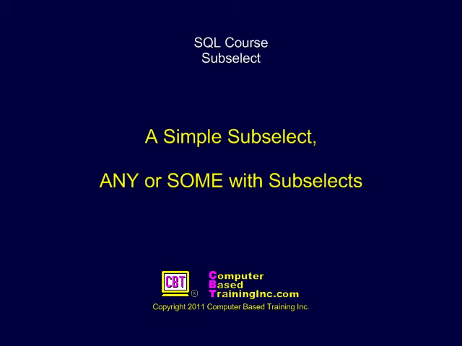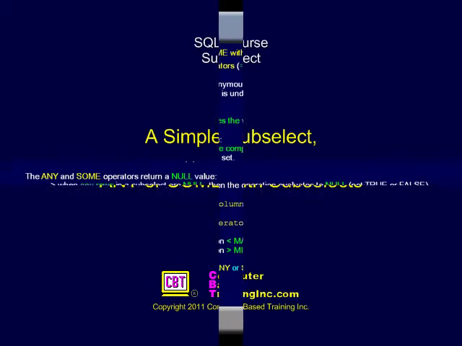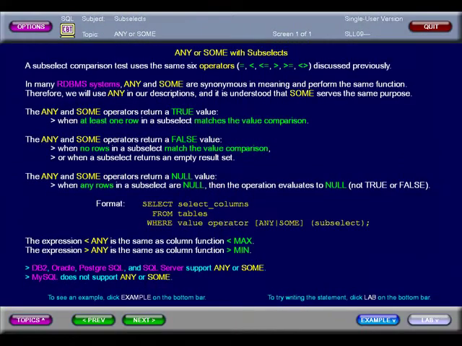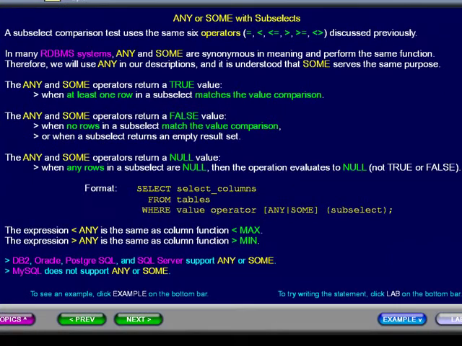A simple subselect, any or some with subselects. A subselect comparison test uses the same 6 operators: equal to, less than, greater than, less than or equal to, greater than or equal to, and not equal, discussed previously.